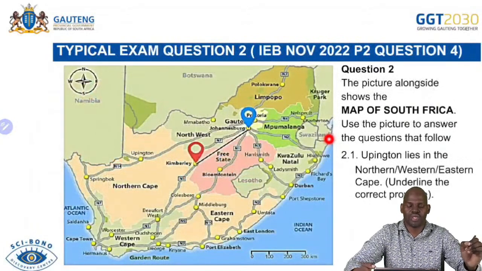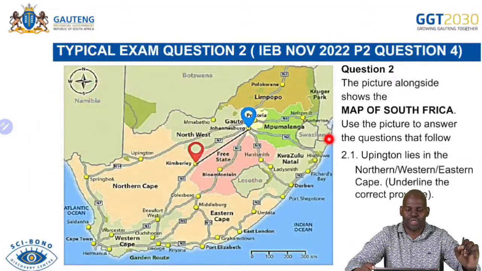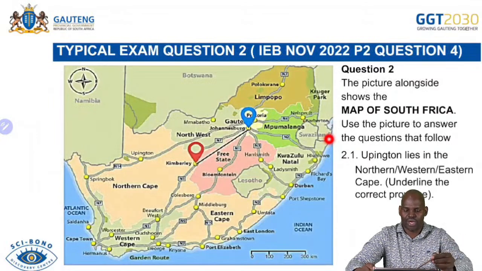Okay, the next question is another typical exam question. This one was taken from IEB November 2022, paper 2, question 4. The picture alongside shows a map of South Africa. Use the picture to answer the questions that follow. 2.1, Upington lies in the Northern, Western, Eastern Cape. Underline the correct province.